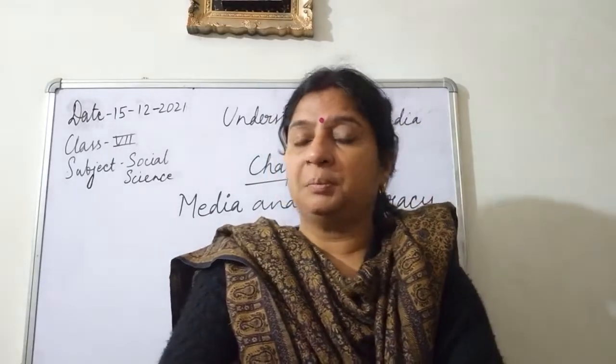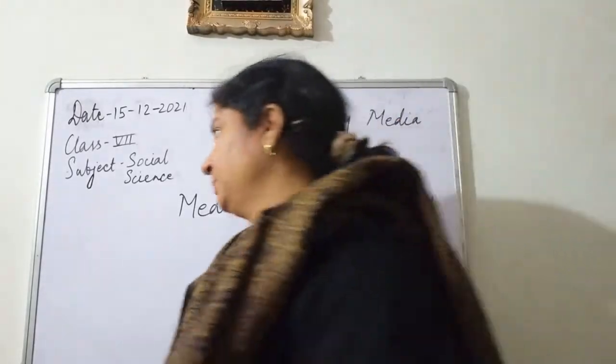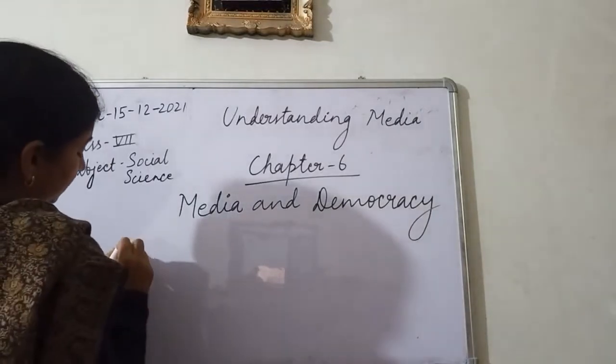all these incidents, media played a very important role, because through media people were aware of what is happening in the country against the farm laws, and what people are doing in which part of the country. So in this way, the farmer protest went on, and the result is that the government decided to take back the farm laws. So this is the role of media in a democracy. And media provides information. What is the role of media in democracy?